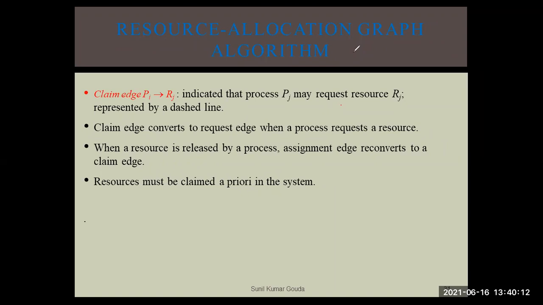So this is the third method. We have different methods of handling deadlock. What was the first method? Deadlock prevention. What was the second method? Deadlock avoidance. Now the third method is deadlock detection. In deadlock detection, we allow the system to enter the deadlock. Then, once the system is in deadlock, we detect whether there is a deadlock in the system or not. For that, we use this resource allocation graph algorithm.